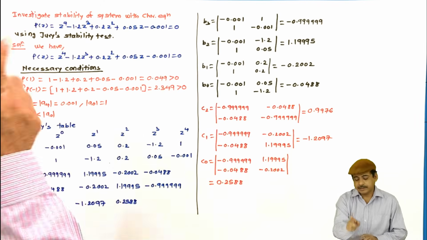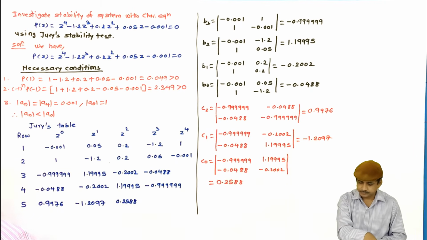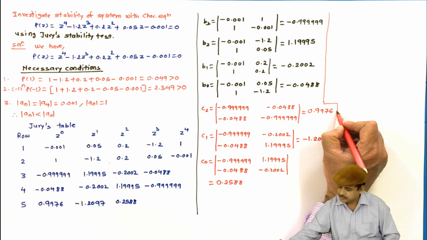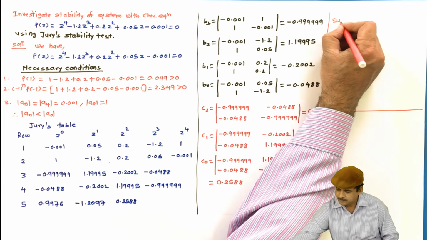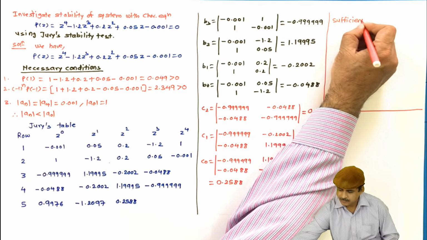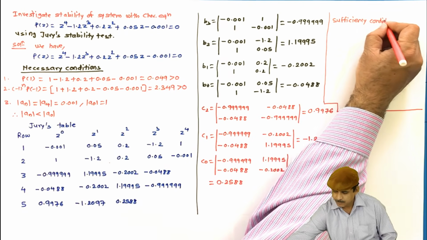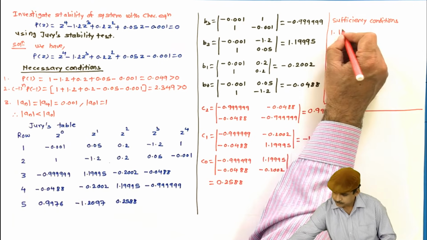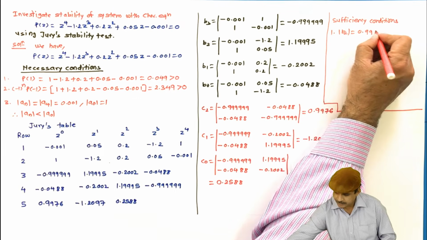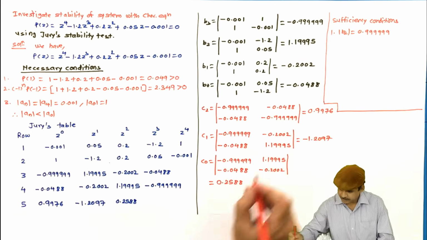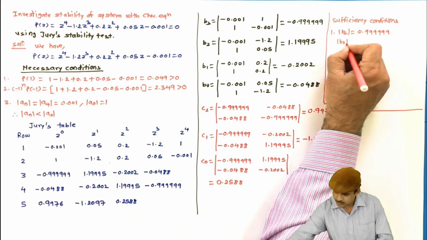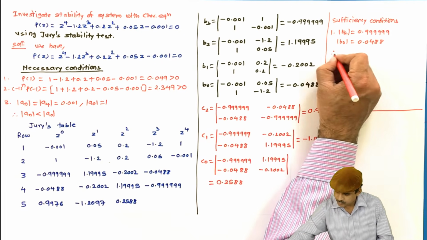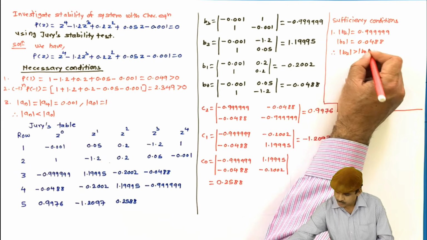So here n is 4, so there will be two sufficiency conditions. So let me mark the sufficiency conditions. For the sufficiency conditions, number 1, I have modulus of B3 equal to 0.999999, and modulus of B0 is 0.0488. So modulus of B3 is greater than modulus of B0. Satisfied.